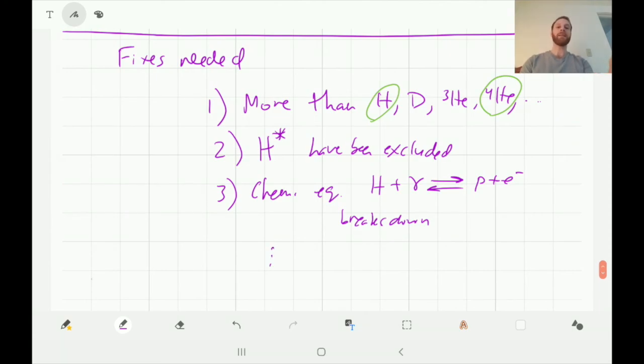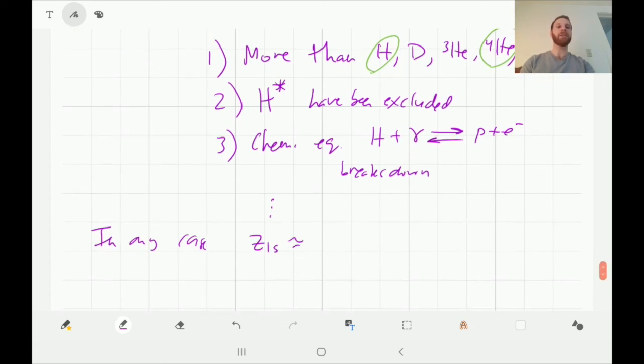In any case, 1100 is pretty damn close. The redshift of last scattering, which I'll write as z_LS, is approximately equal to, nowadays we seem to have honed in on, approximately 1090. That's the last scattering redshift for photons.